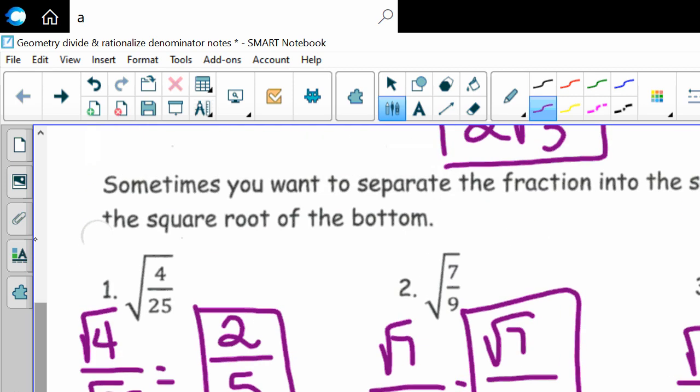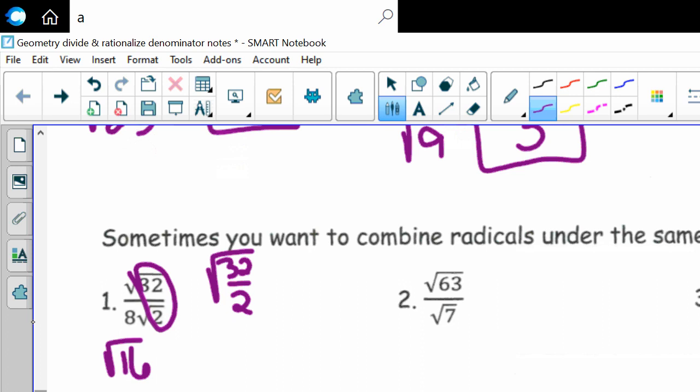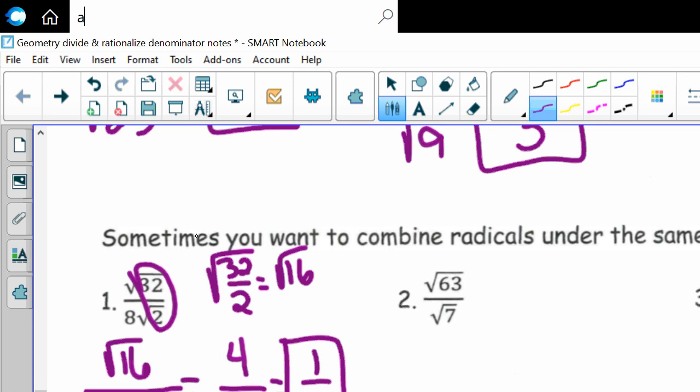Up here, remember where we separated them? Here you can put them back. So if I put them back, then 32 divided by 2 is the square root of 16. So really I just have the square root of 16 over 8. So now on top, the square root of 16 is a perfect square, 4 over 8. But I can simplify that. That reduces down to 1/2. So here my answer is just 1/2.